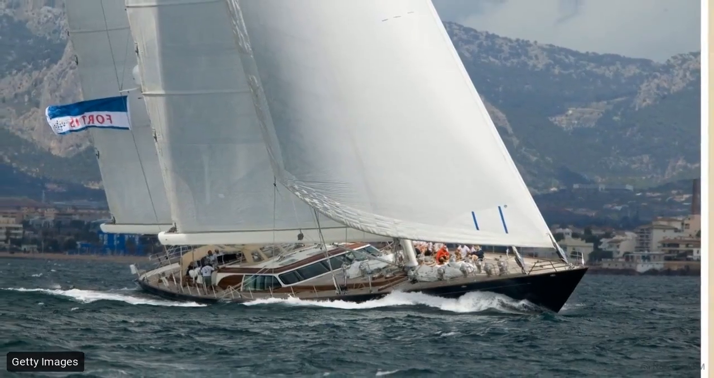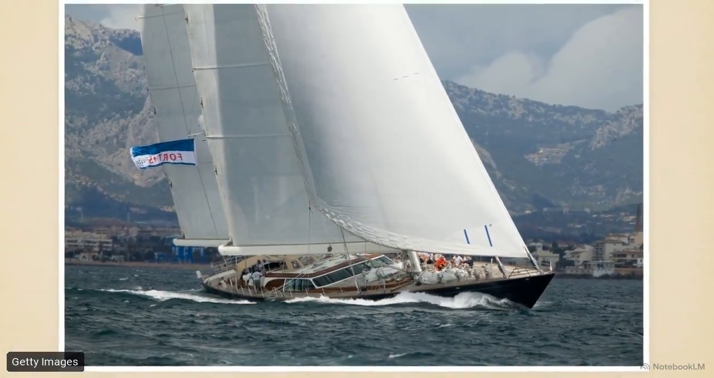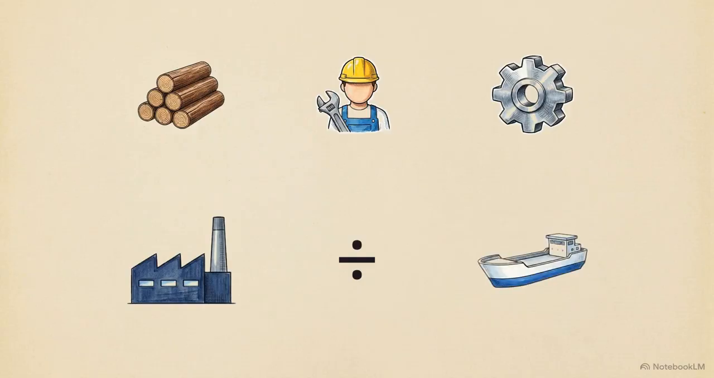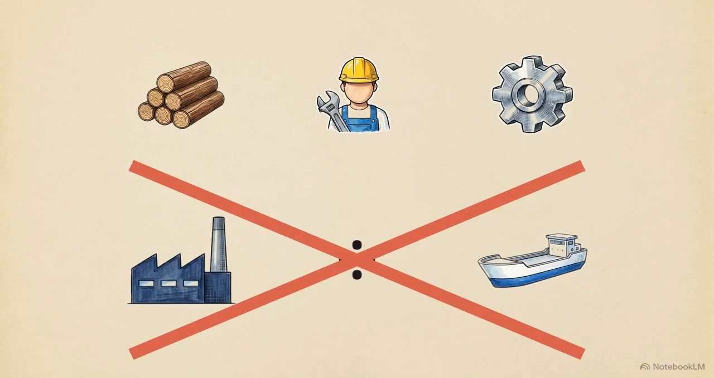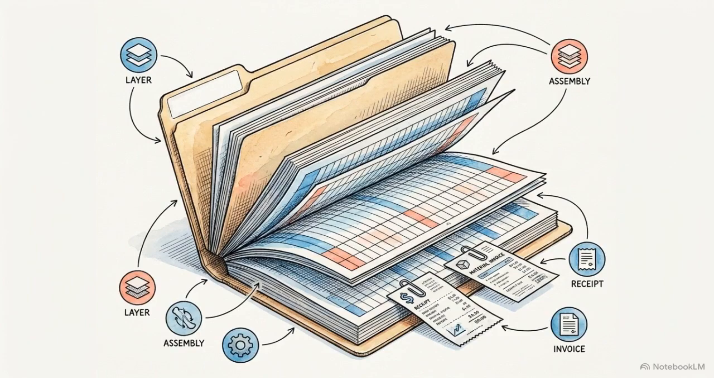But you cannot average out your costs when building a completely unique product, like a custom yacht. Every vessel consumes materials, labor, and machine time at completely different rates. If you simply divide total factory costs by the number of boats built, you will grossly miscalculate the cost of each individual project. To solve this, manufacturers use a system called job order costing.